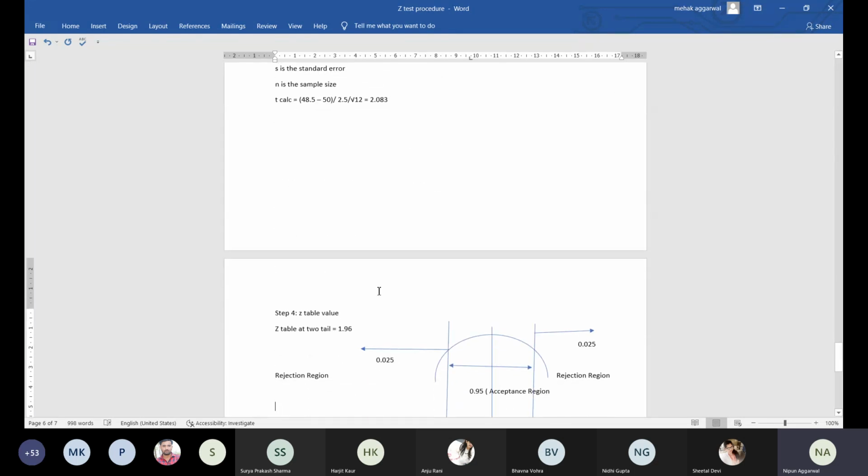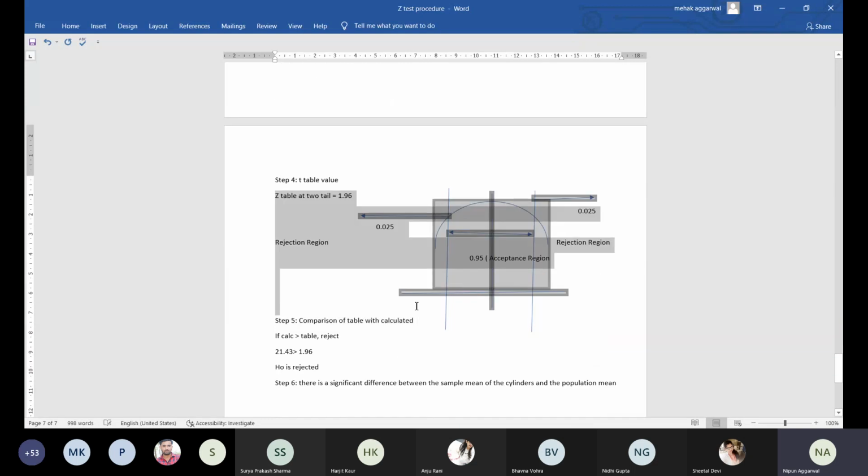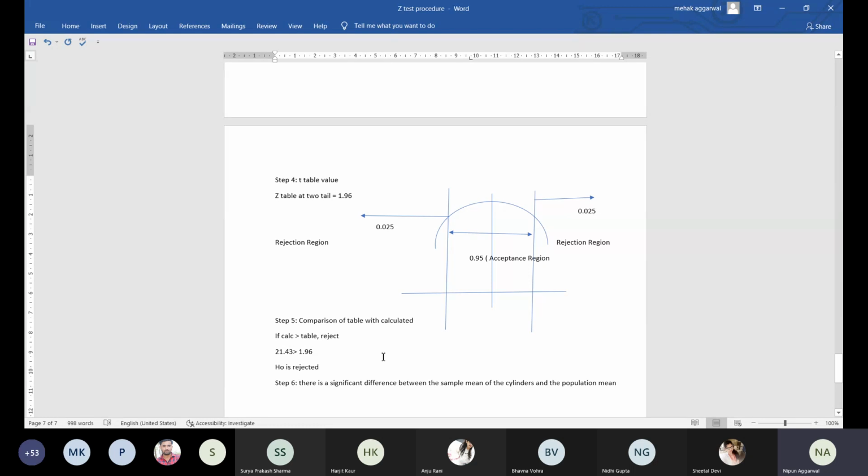Now next, you have to see the T table value. There is a difference in seeing the table value. The way to see the table value is different, it is not like the Z table. So I will show you how we can see the table values. The table is also different. You have a different table for the t-test.